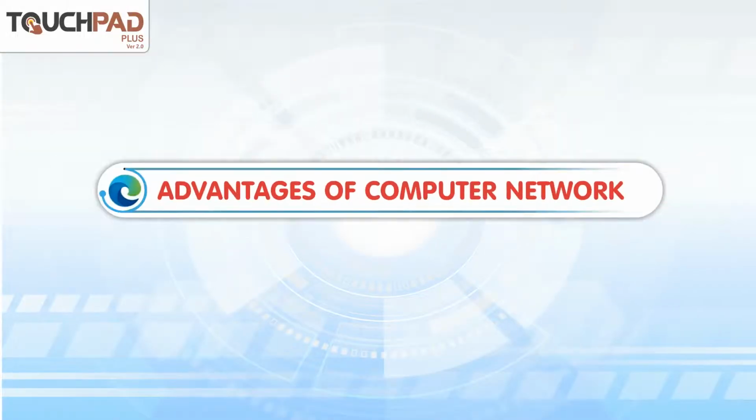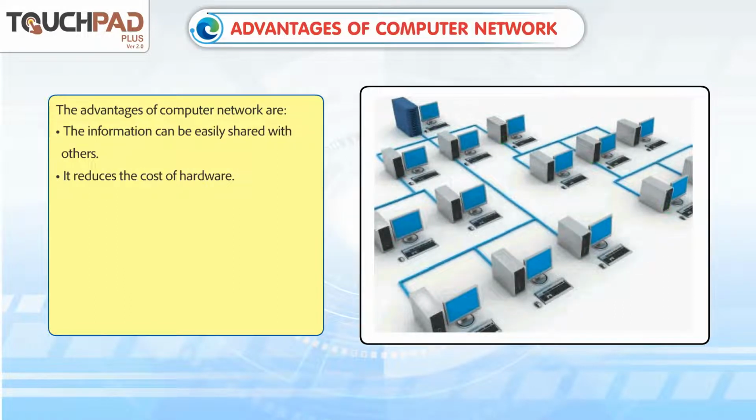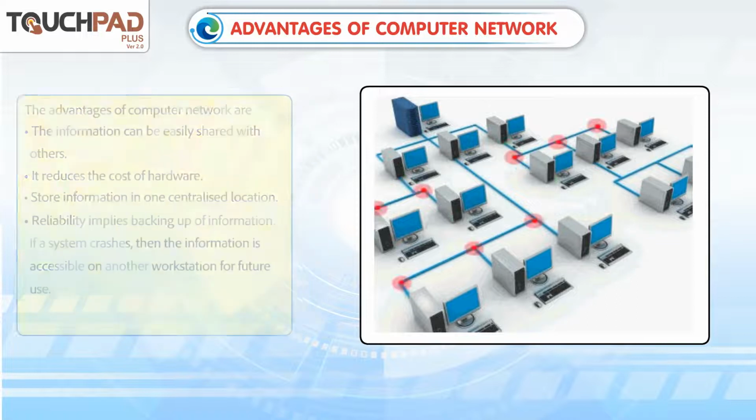Advantages of computer network. The advantages of computer network are: the information can be easily shared with others. It reduces the cost of hardware. Store information in one centralized location. Reliability implies backing up of information. If a system crashes, then the information is accessible on another workstation for future use.